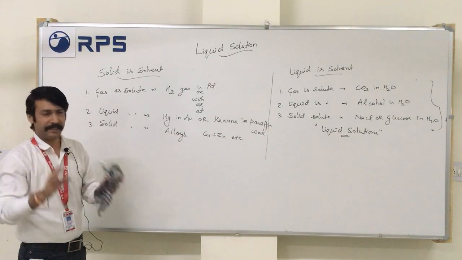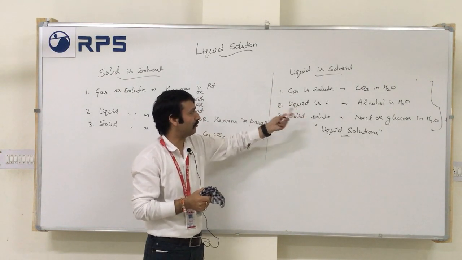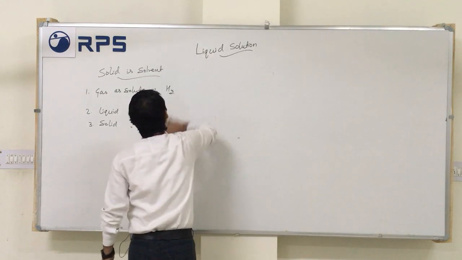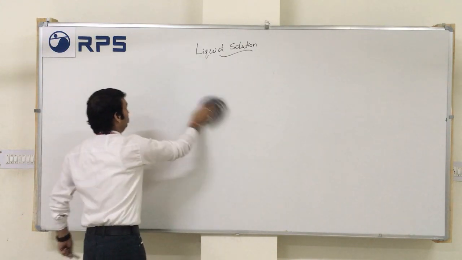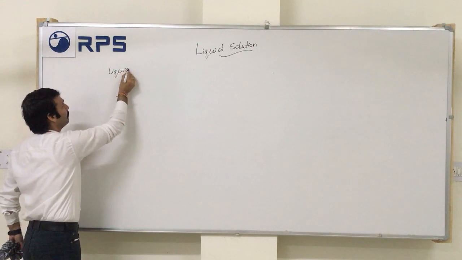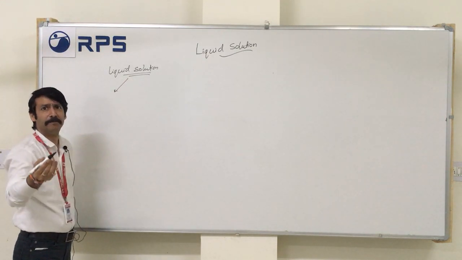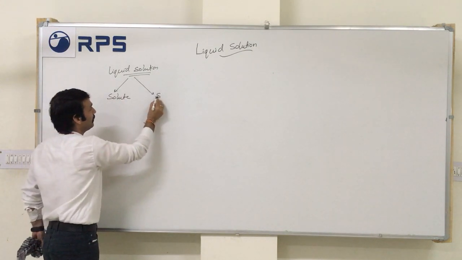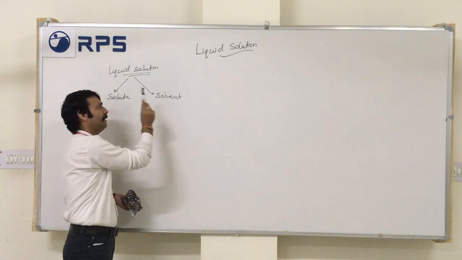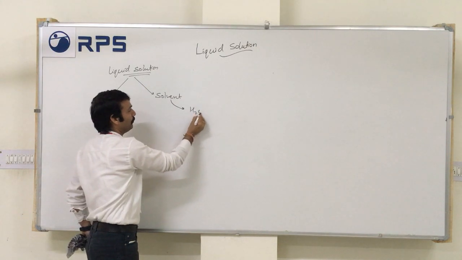These are the examples, but currently in this chapter we study only liquid as solvent and gas, liquid or solid as solute. So, let's start with liquid solutions. Liquid solutions mainly contain two components, because we have to study only binary solutions. Two components means one is solute, the other one is solvent. Generally, the component present in more amount is known as the solvent, whereas the component present in less amount is known as the solute. Mainly the solvent is H2O.